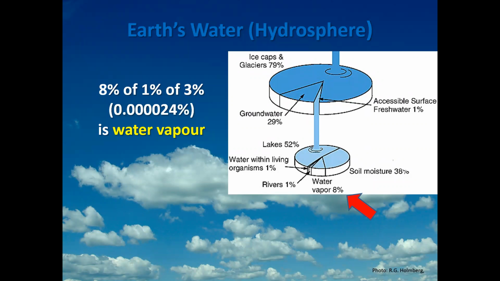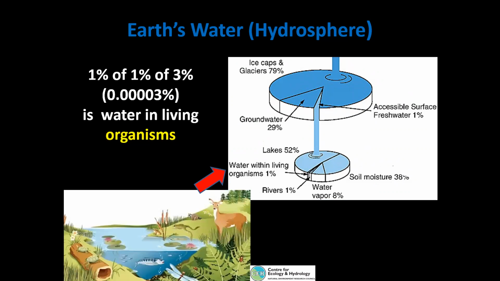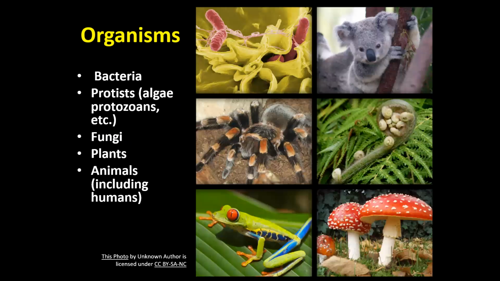Then 8% of 1% of 3% is in the atmosphere as water vapor. And 1% of 1% of 3% is water in living organisms, so the plants and animals in the whole world. When I talk about organisms, we're talking about bacteria, the various kinds of protists, the fungi, the plants, and the animals, including us.